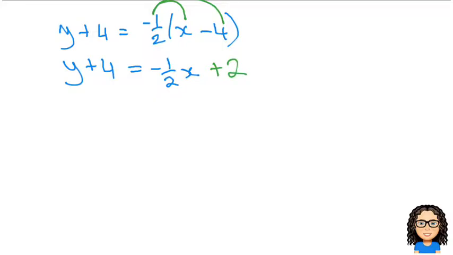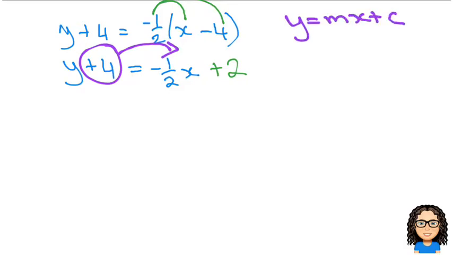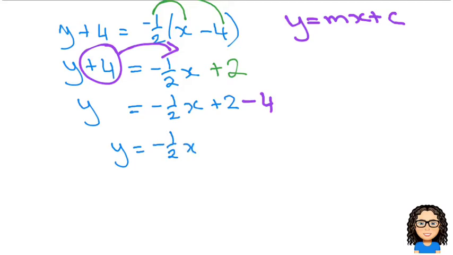Okay. Now the next almost last step is I want to take this value of positive 4 and move it across, because I'm trying to get it into the form y equals mx plus c. So I am going to leave my y alone, leave my negative 1/2 x plus 2 alone, and that positive 4 is going to move across and become negative 4. So now just to tidy up, simplify, y equals negative 1/2 x plus 2, take away 4 becomes minus 2. And there is our equation.